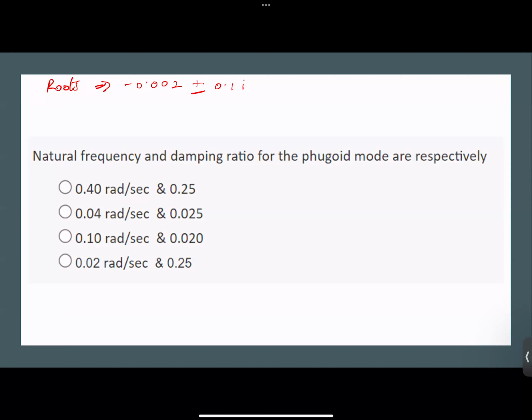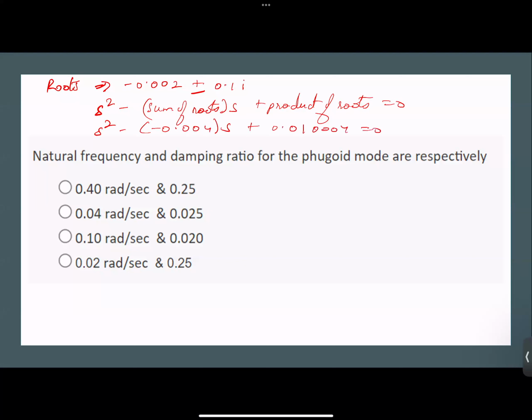Okay, so like we said before, we'll just take s squared minus sum of roots s plus product of roots equals 0, and then equate it to a typical second order equation, and then we can get it. It's very simple. So s squared minus, sum of roots, 0.004 s, and the product of roots is 0.01 equals 0. So equate it to typical second order equation.